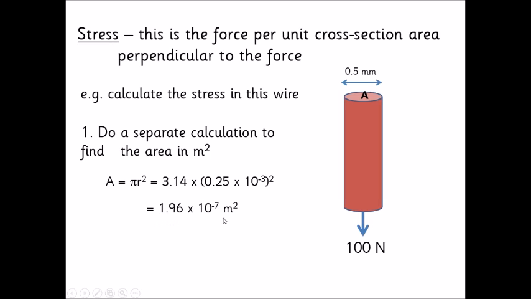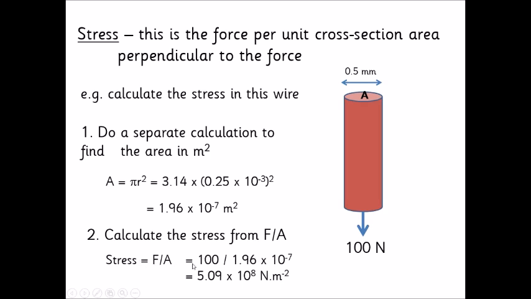So 1.96 times 10 to the minus 7 square meters, and then to work out the stress we do the force divided by the area, so that's just 100 divided by 1.96 times 10 to the minus 7, which gives you 5.09 times 10 to the 8 newtons per meter squared. You'll notice this is like a pressure unit, it's force per unit area. Sometimes they will give you this number in pascals. 1 pascal is just the same thing as 1 newton per meter squared.